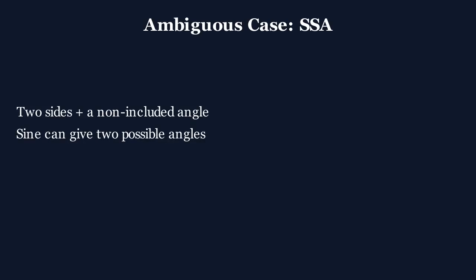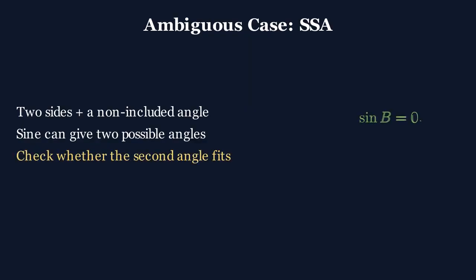Now the ambiguous case, SSA. This happens when you know two sides and an angle that is not between them. Because sine has the same positive value in quadrants 1 and 2, one setup might give one triangle, two triangles, or no triangle. Always test the second angle.